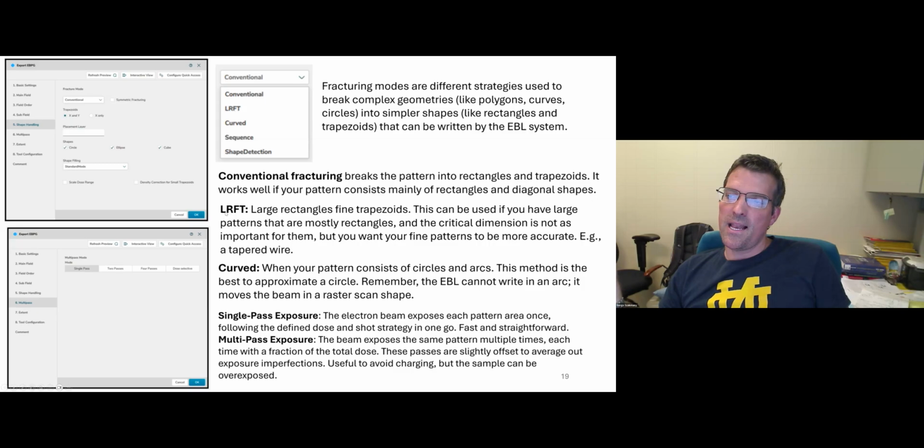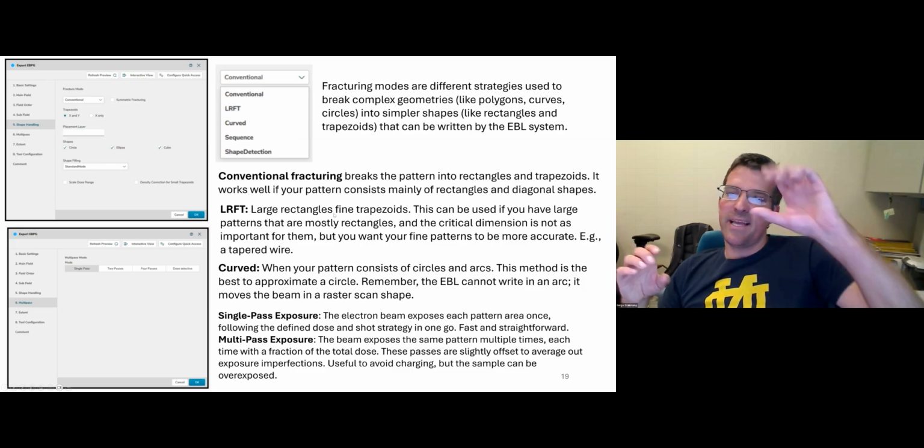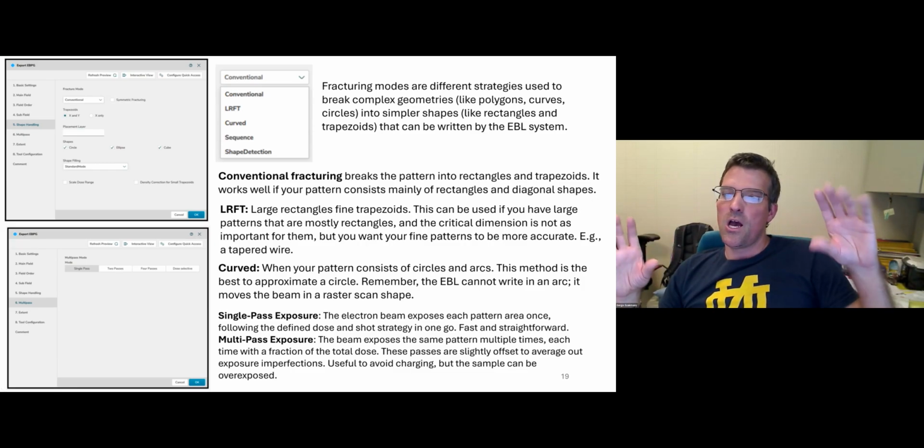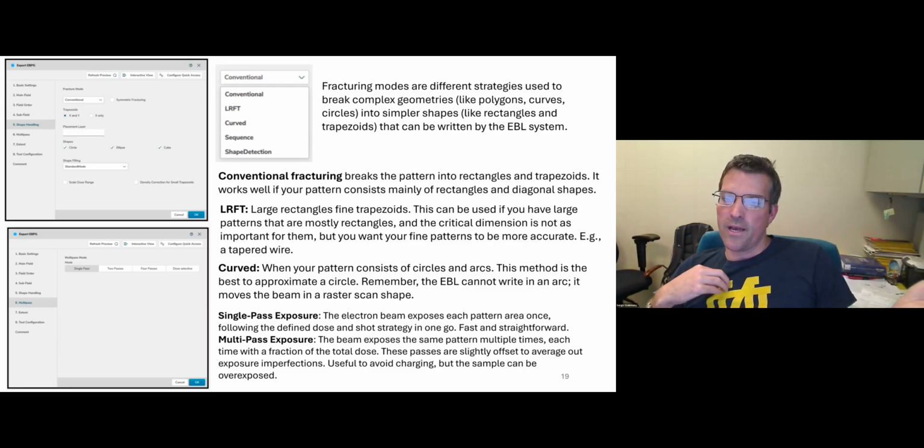For the LRFT, it refers to large rectangles and fine trapezoids. Here, it makes the largest rectangles that can be fitted into your pattern. But wherever there is a tapered segment or the dimensions change, it tries to resolve it with very fine trapezoids to improve your pattern fidelity from your layout to your exposed pattern. This is usually more accurate if you have tapered wires.